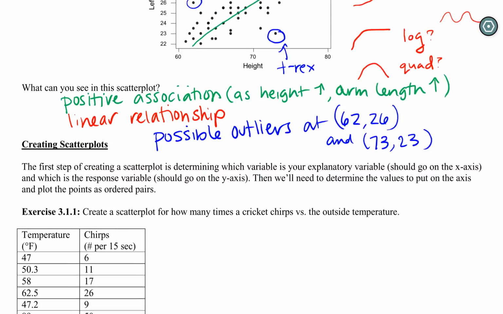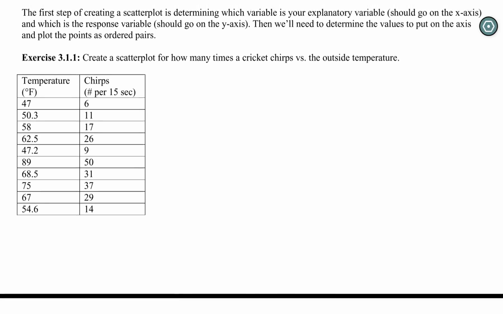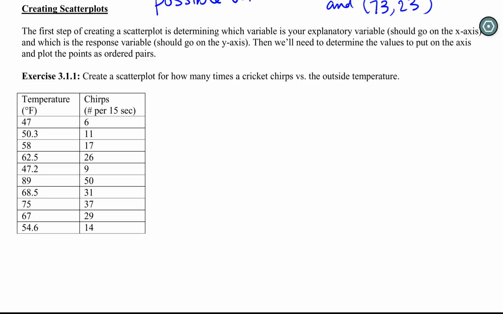So let's move on. We're going to go ahead and create a scatter plot in this next section. I know you guys already know how to do this because we did it in the activity, but I'll break it down. So first thing when you're making a scatter plot is you should decide which is your X and which is your Y variable. I did this for you in the activity, so I actually made life a lot easier on you. So here we're looking at cricket chirps versus temperature.